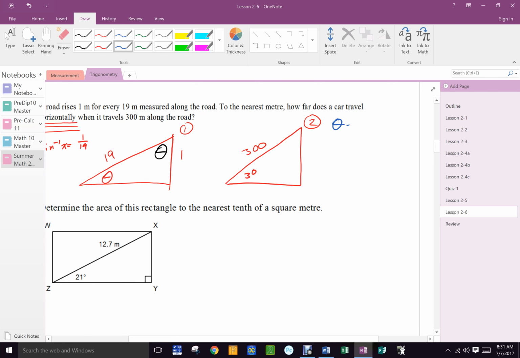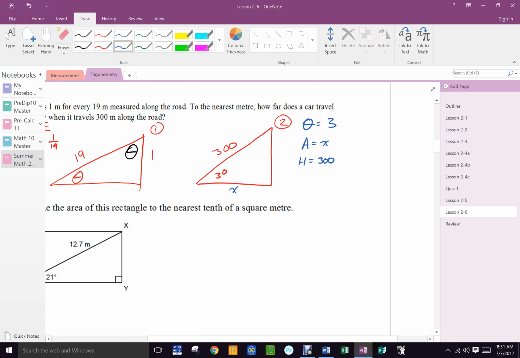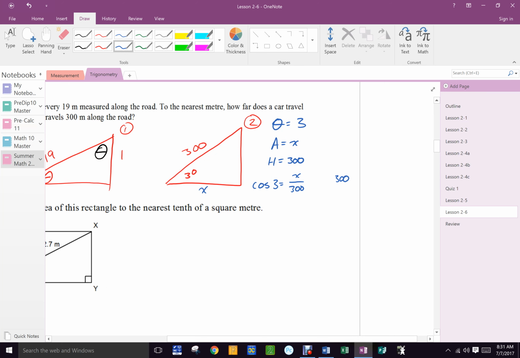Now I come over here. Do I have a theta? 3. And I need the horizontal distance. Which is horizontal? X or Y? X is horizontal. I need this. So my adjacent is X, and my hypotenuse is now 300. What uses A and H? Cos. Cos 3 equals X over 300. Numbers on the bottom, what math is it? Multiplication to get the answer.